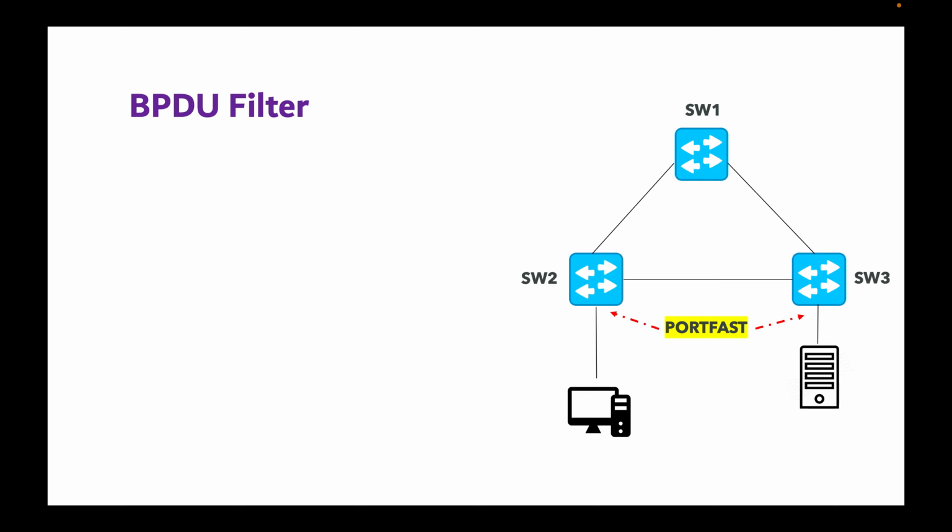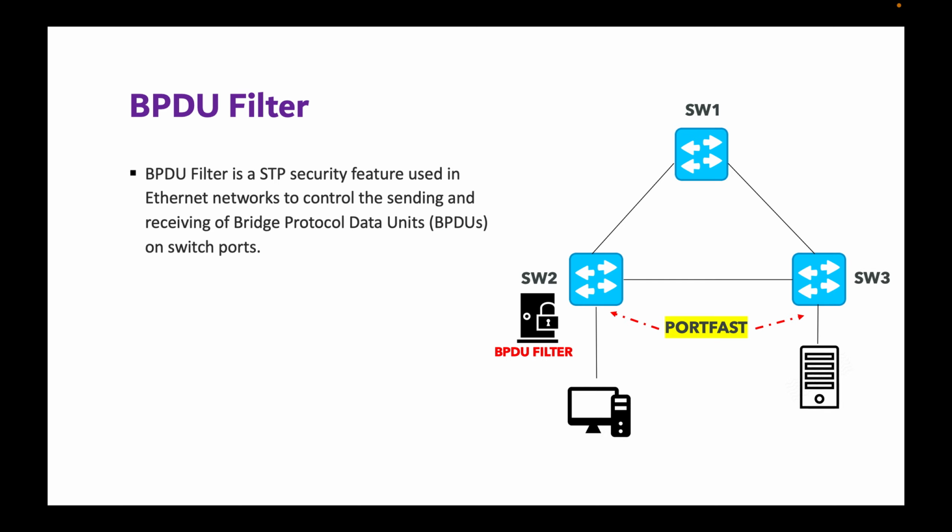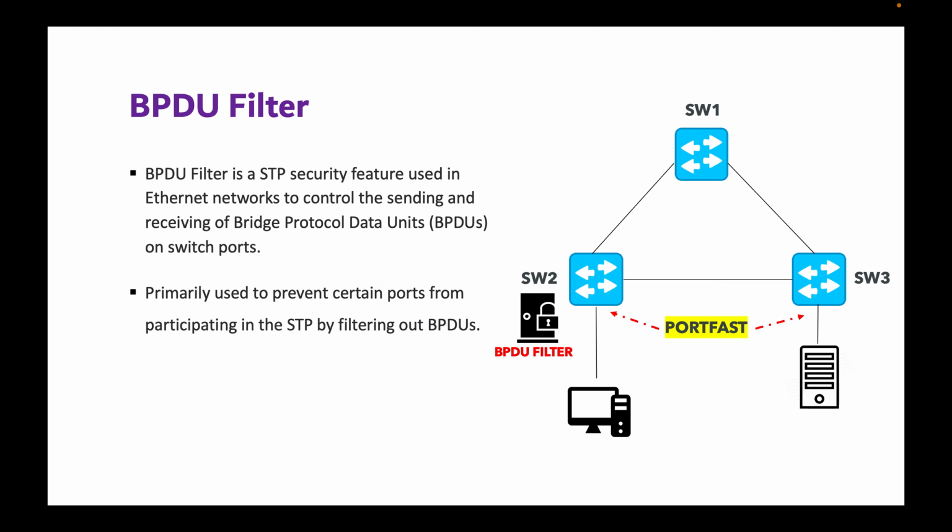The next protection mechanism is BPDU filter. It is a security feature used in Ethernet networks to control the sending and receiving of BPDUs on switch ports. It is primarily used to prevent certain ports from participating in STP by filtering out BPDUs. It is extremely useful on ports which are configured as PortFast ports, as there is no need to send or receive any BPDU messages on those ports.